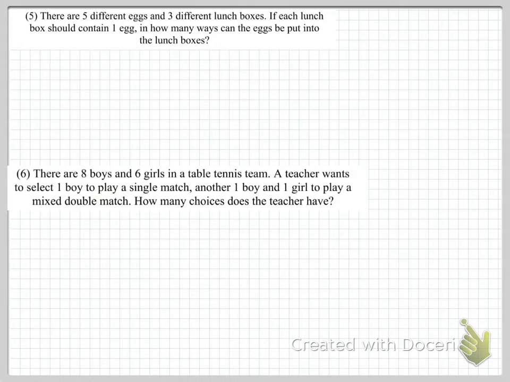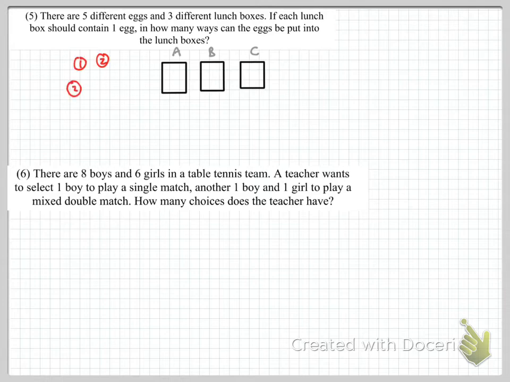Next we have question 5. There are 5 different eggs and 3 different lunch boxes. If each lunch box contains 1 egg, we can imagine we have these 3 different boxes. Let's call them box A, box B, and box C. You have 5 eggs, so let's call them eggs 1, 2, 3, 4, 5. These are the eggs.